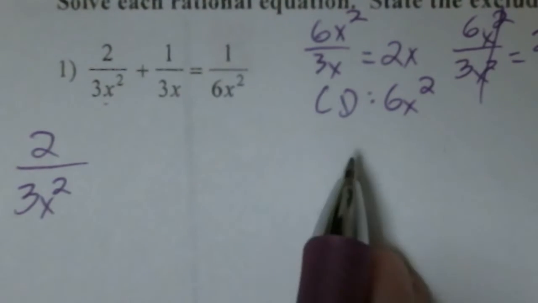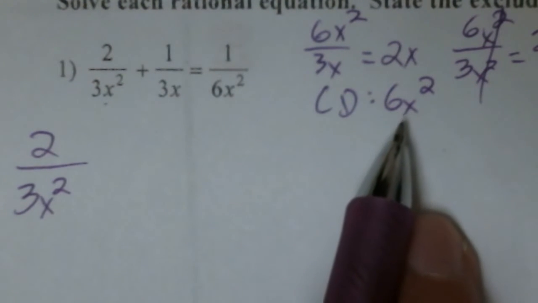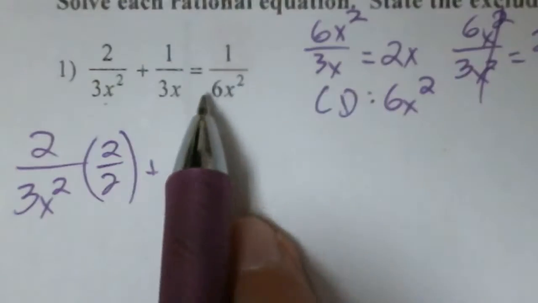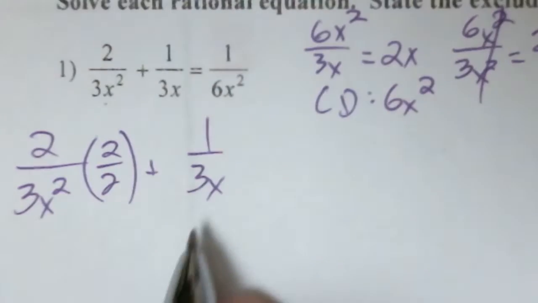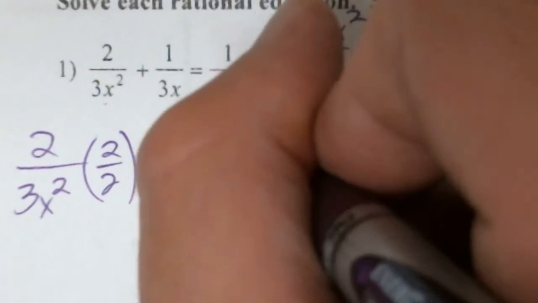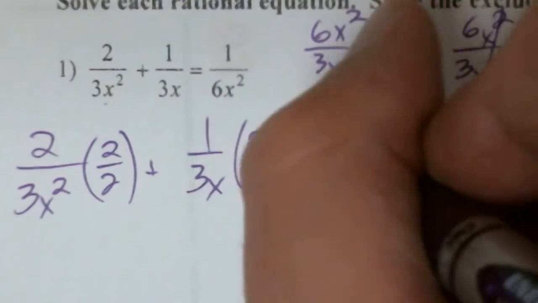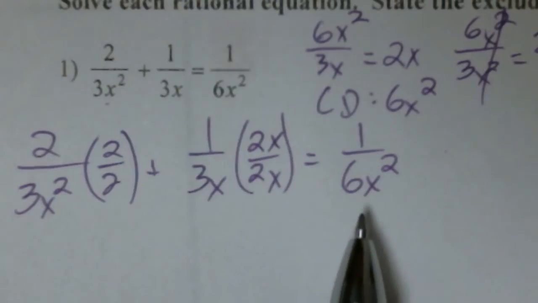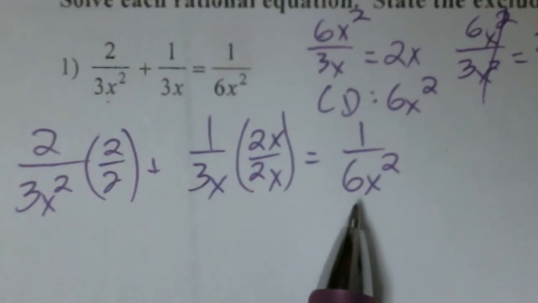So the 2 over 3x squared, what does that need to get to 6x squared? That needs a 2 over 2. And then I have the 1 over 3x. What does that need to get to 6x squared? That needs a 2x, and that's equal to 1 over the common denominator. So I don't need to do anything with that. That's already the common denominator.